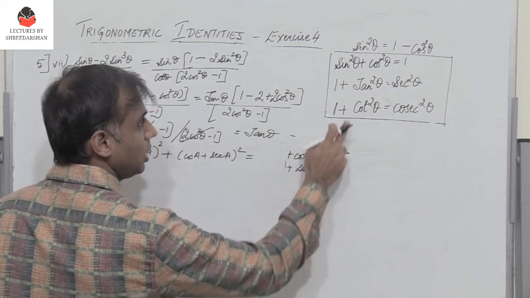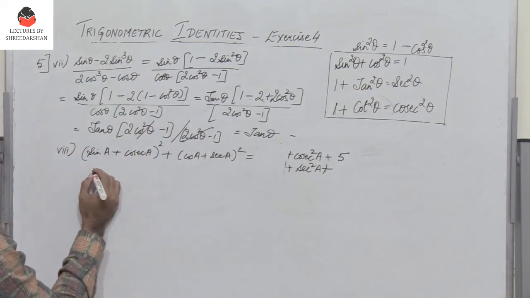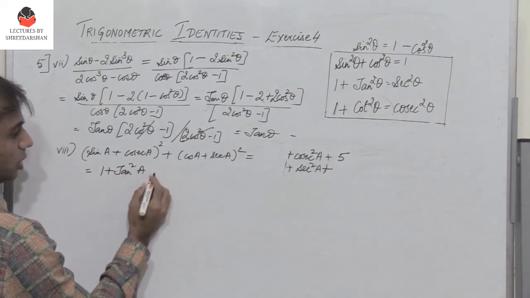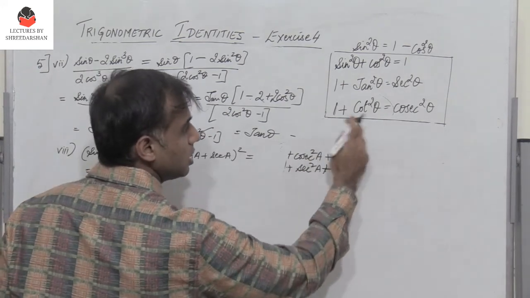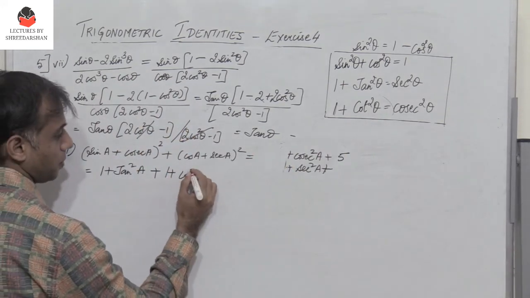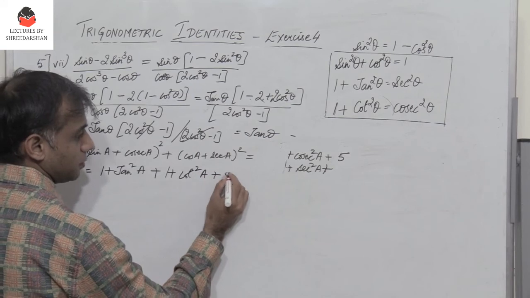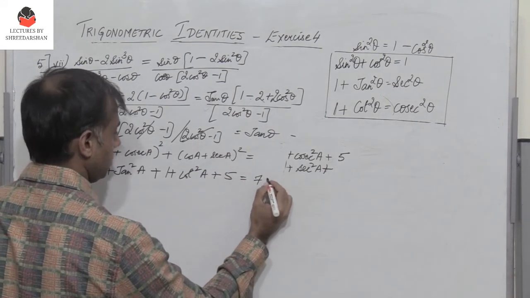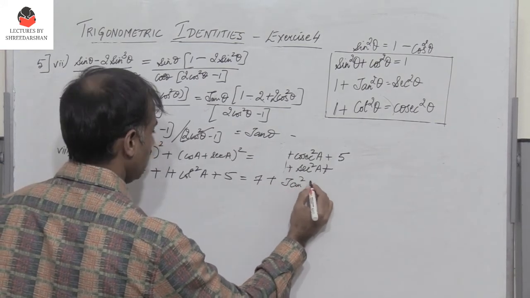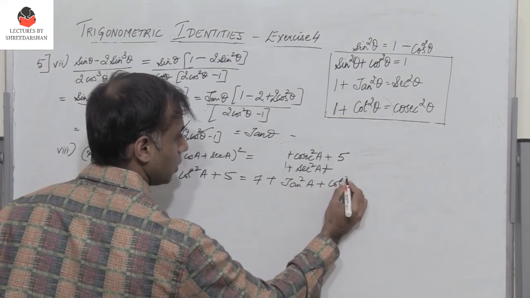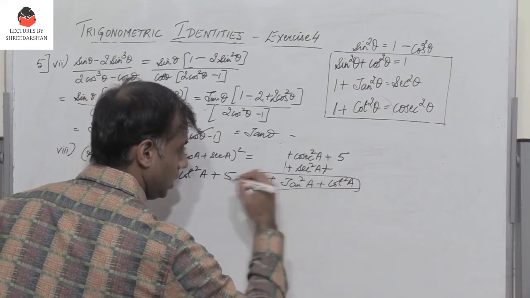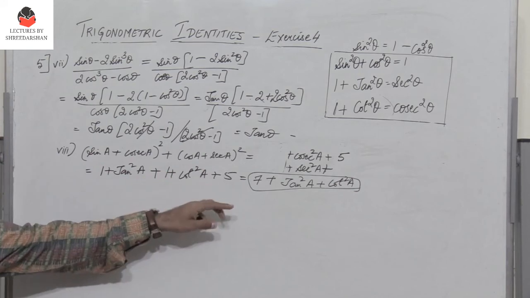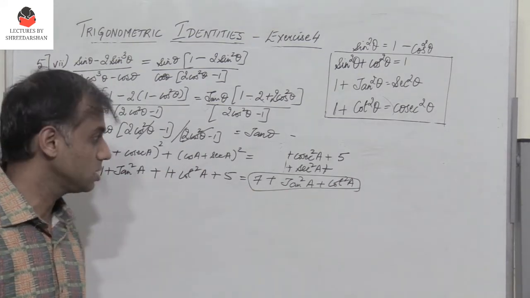Now what is secant square A? It is 1 plus tan square A. Right? So I write it as 1 plus tan square A for secant square A, plus cosecant square A is 1 plus cot square A, plus 5. So here I have 5 plus 1 is 7, plus tan square A plus cot square A is the answer we need to get.